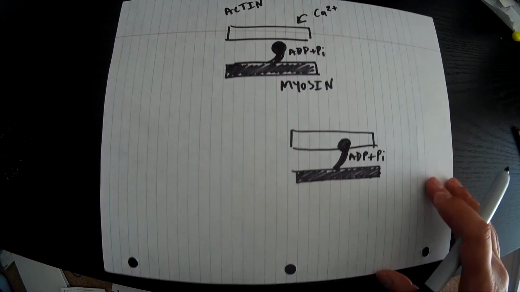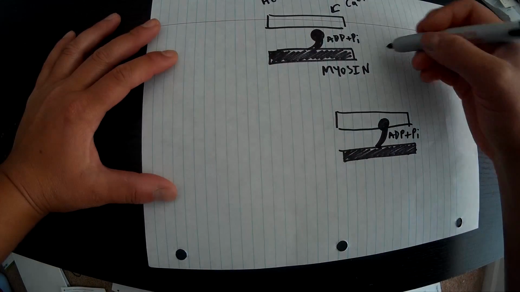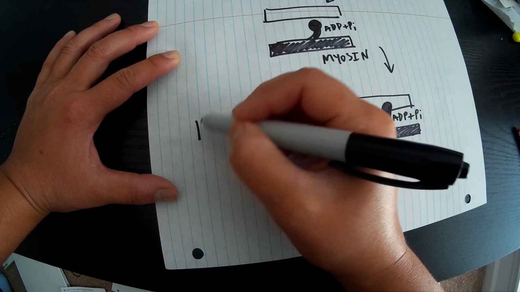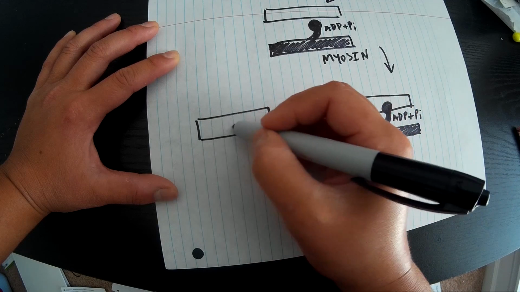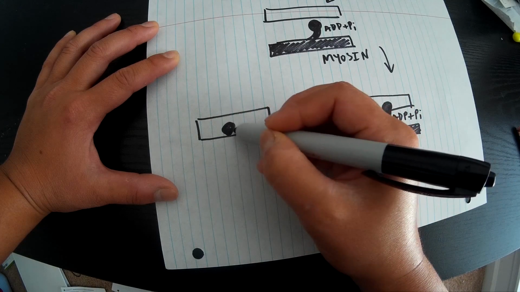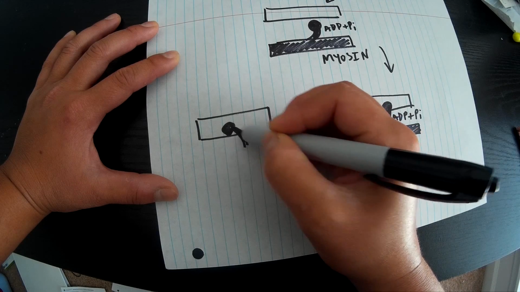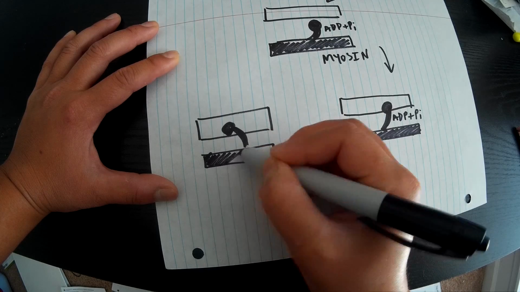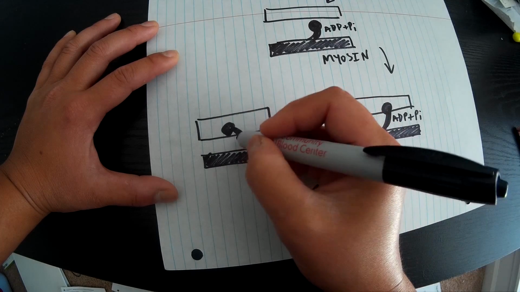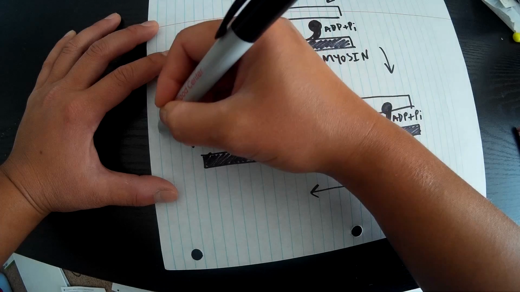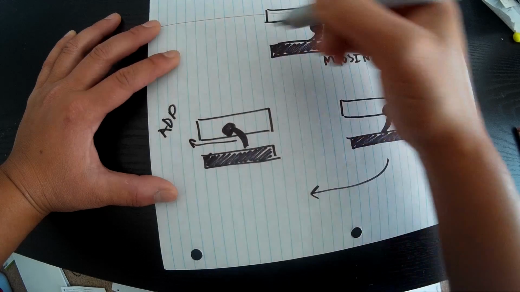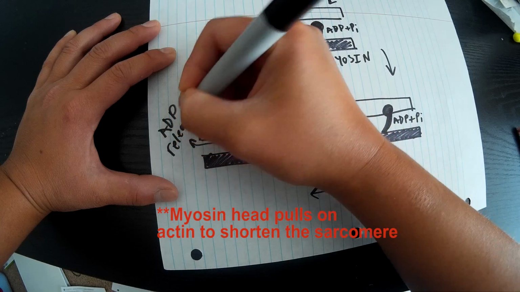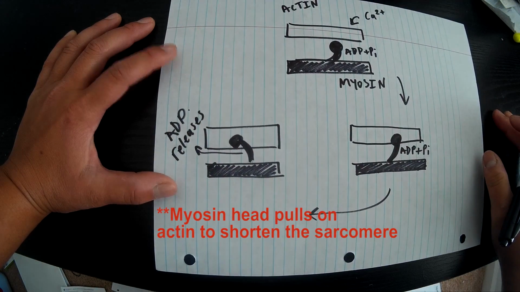So now that calcium is attached, our myosin head attaches to actin. And the myosin head has ADP attached to it. What happens next after it attaches is ADP is released from the myosin head. What happens during this time is called a power stroke. So basically the actin moves. It's like pulling the actin more towards the center of the sarcomere.